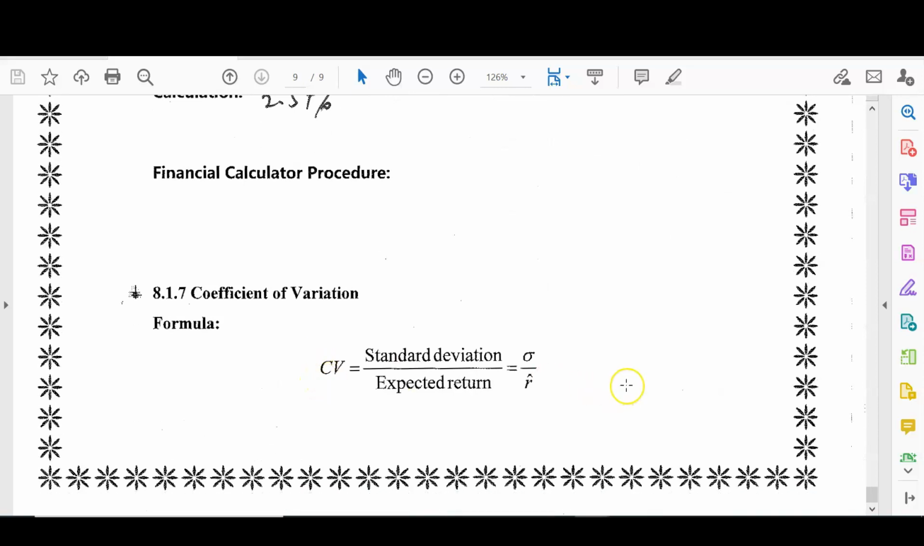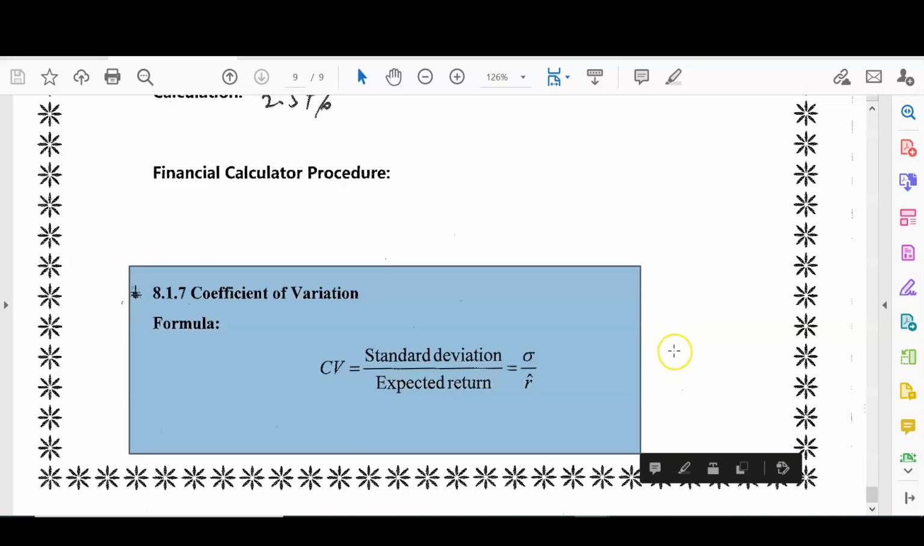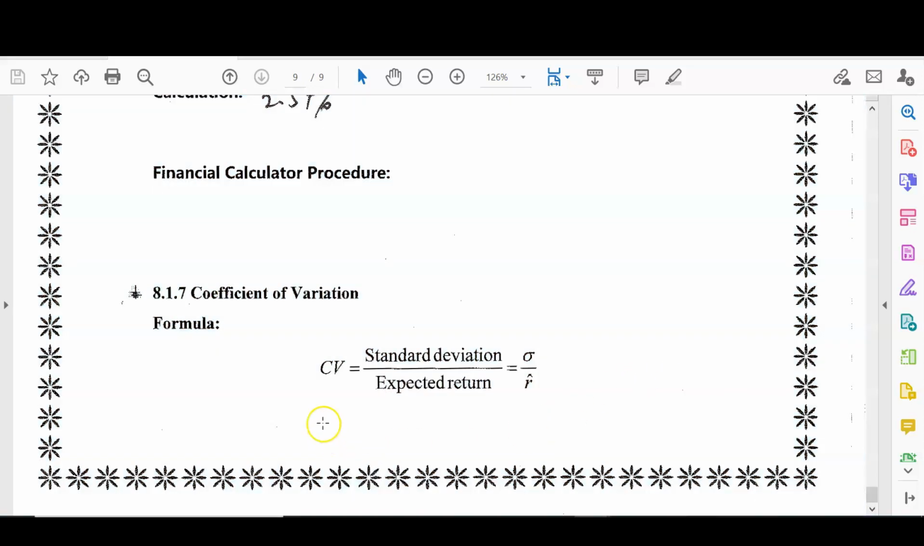In the next class, we're going to talk about the coefficient of variation. That's another better measure of stand-alone risk because we're going to use standard deviation divided by expected return. So this measure incorporates both return and risk for the asset. Okay, I'll talk about it in the next video.